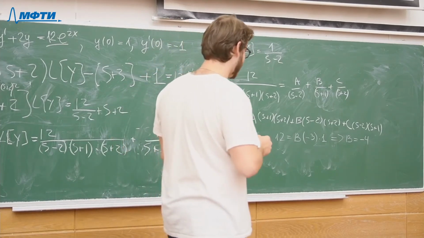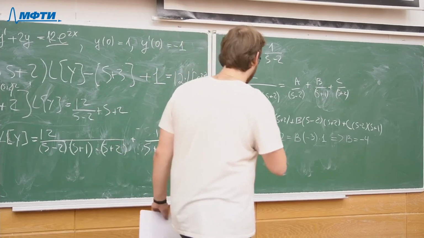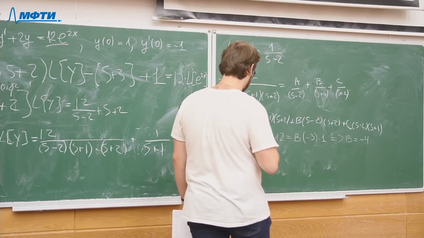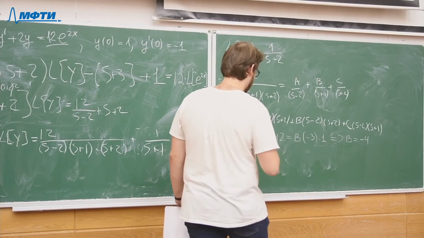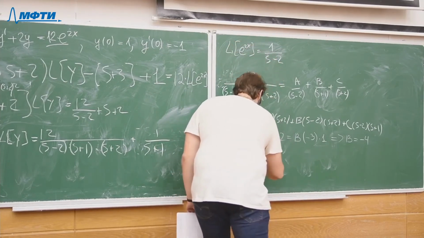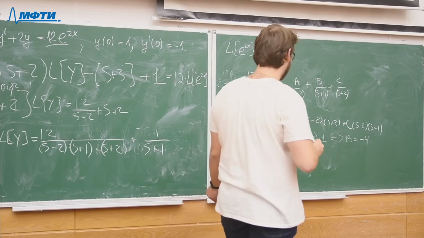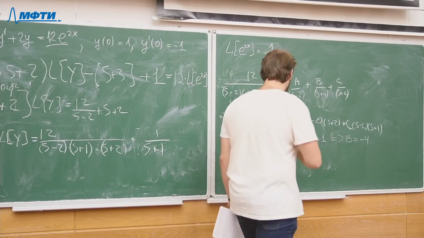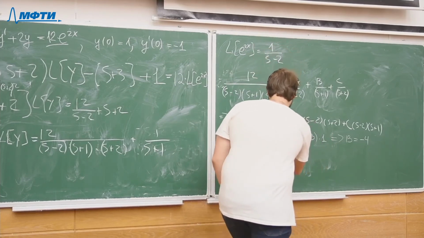Okay, next, find a and c. To find a, you may substitute the other roots. S equals negative 2. But isn't this like a guessing way? Not guessing, of course not. This is the valid way.